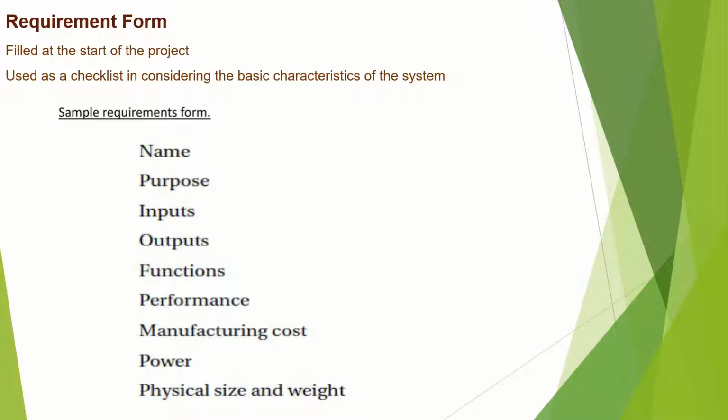The requirement form consists of the below mentioned fields. The first field is the name, which gives name to the project. The next field is purpose, which gives a brief description of what the system is supposed to do. Next comes the inputs and outputs of the system, which comprises the types of data used, the characteristics of data used, and the types of I/O devices. The detailed description of what the system does will be given in the functions field. The performance field talks about the performance of the design. The next field shows the manufacturing cost, power consumption, and the last field gives the physical size and weight of the design.